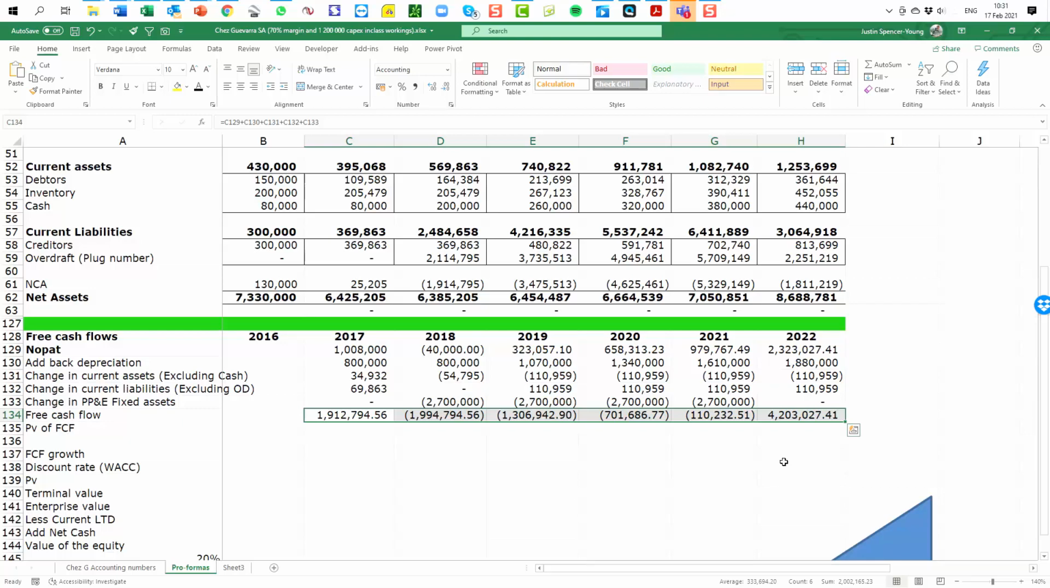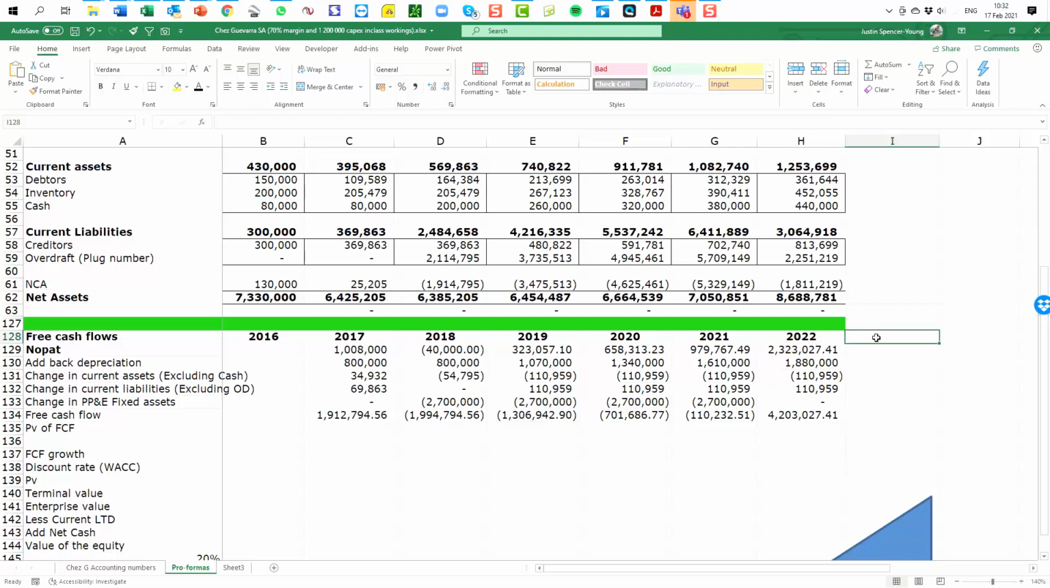What we still need to do in terms of our forecasting is calculate a terminal value. In other words, what is a representation of the free cash flows for the years from 2023 onwards, because hopefully our business will last longer than the year 2022. So in the next video we will talk about that calculation of terminal value and what it means.